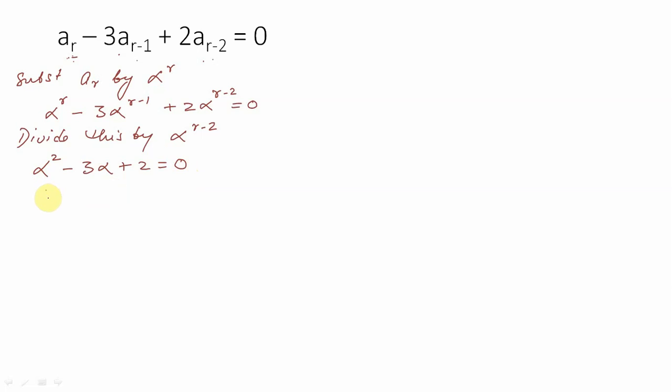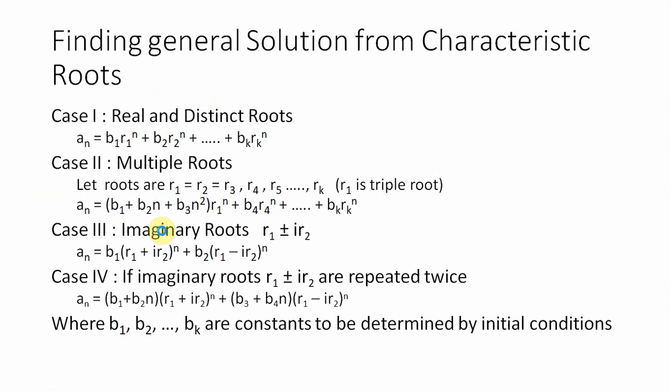Now if I solve this characteristic equation and factorize it, it becomes (alpha minus 1)(alpha minus 2) equal to 0. That means this characteristic equation has two roots, alpha is equal to 1 and alpha is equal to 2. These are real and distinct roots.